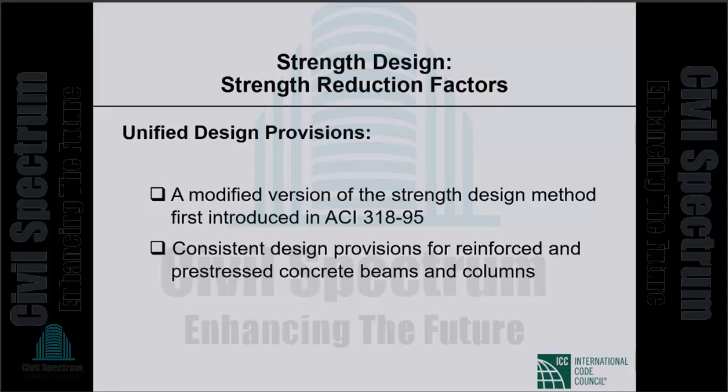A column is subject to axial load and bending moment. In the case of a beam, the axial load has become zero or very negligible. It is all bending moment. But there is no fundamental difference between the members.